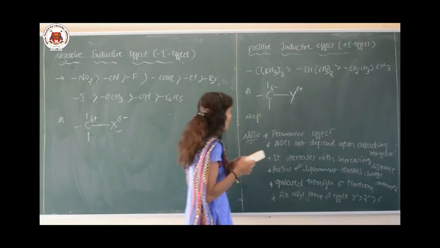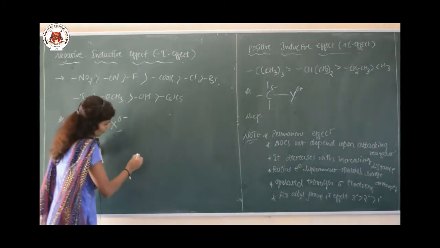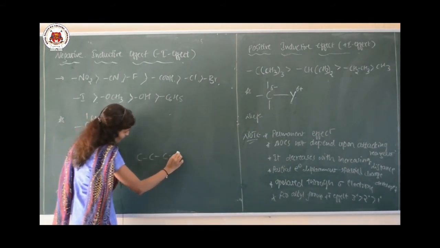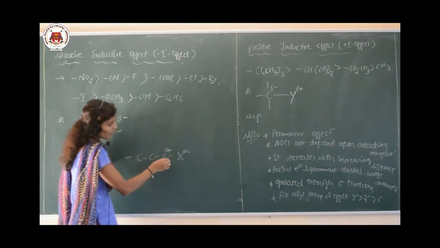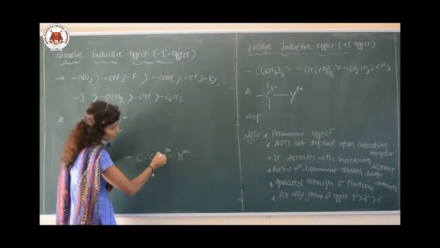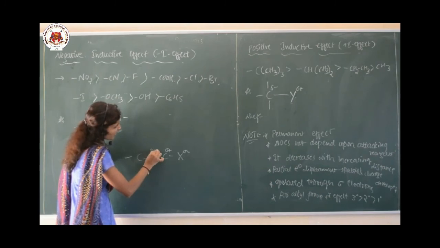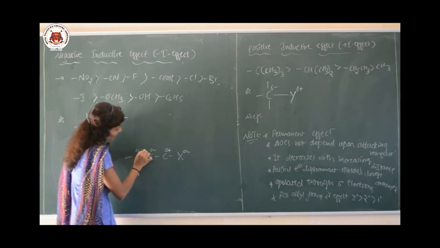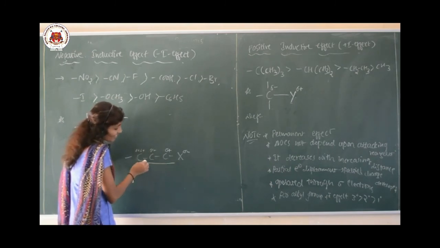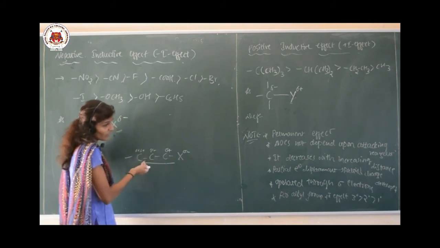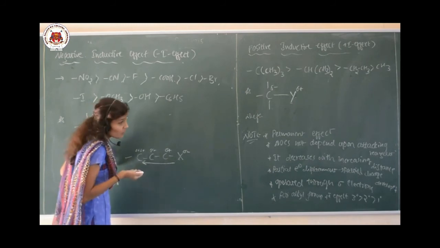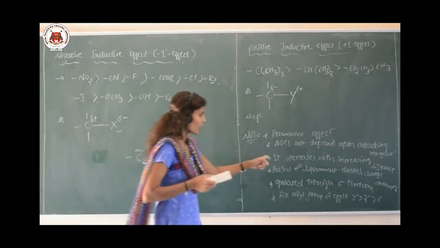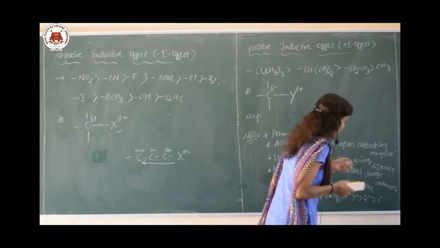See here, I already said, suppose this is positive. So here the effect will be, okay, one for one level. Suppose for this carbon it is decreasing, for this carbon it is decreasing, yes or no? When the distance is increasing, the effect is decreasing. So that is the point: the inductive effect decreases with increasing distance.